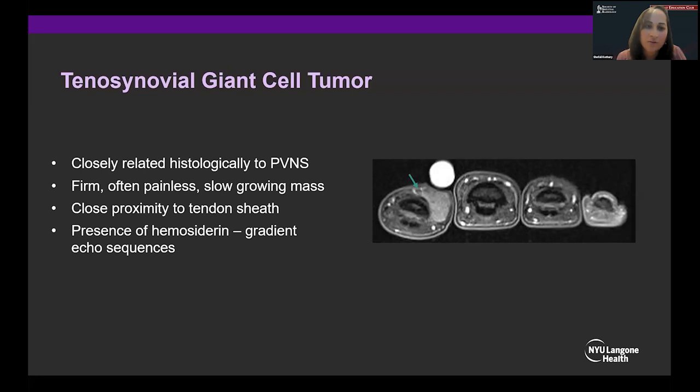And the other thing to look for is the presence of hemosiderin. So this is where gradient echo sequences can be helpful in making the diagnosis in order to look for those deposits.